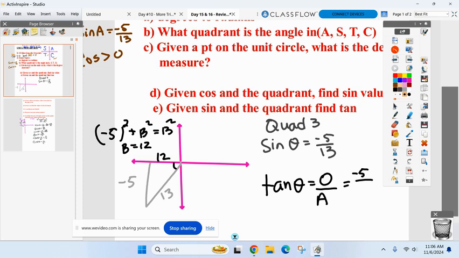Hey, this is what I'm talking about, this separates the average from the greats. Let's say you don't realize you have to put a negative, and you just plug it in. What's wrong with that answer? 12's not negative. Tangent can't be negative in the third quadrant. Correct. So either you notice it there, or you notice you need a positive answer. Does everyone understand why the 12 has got to be negative?